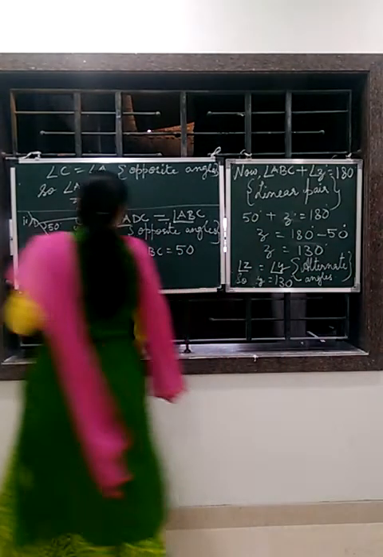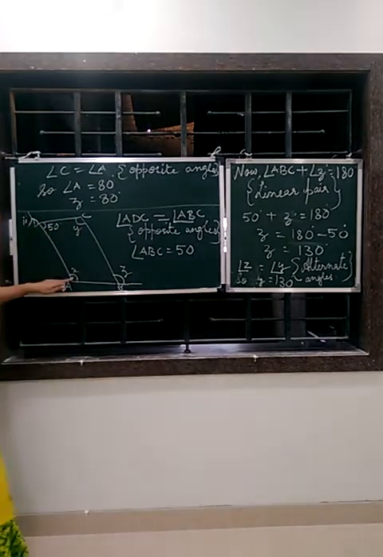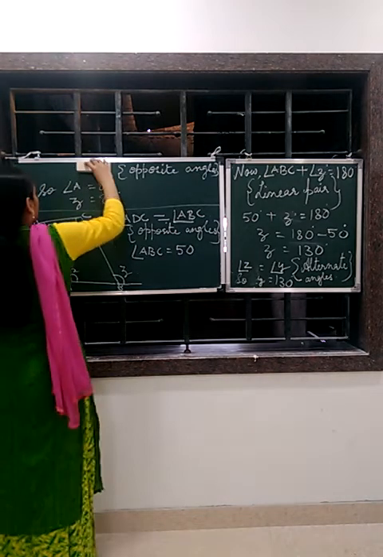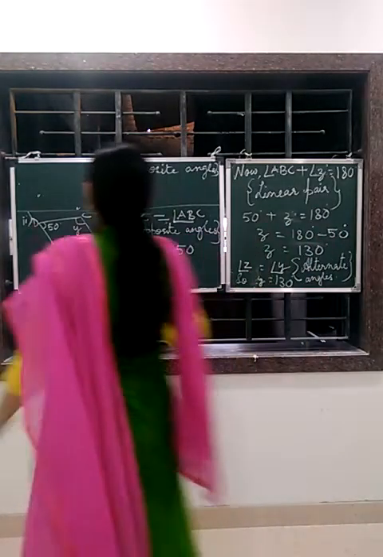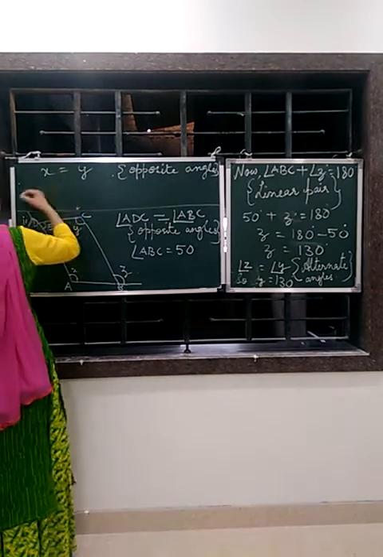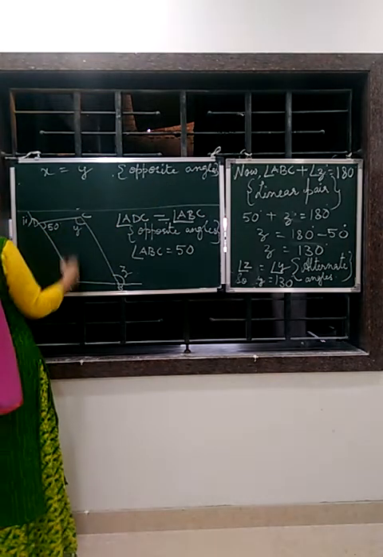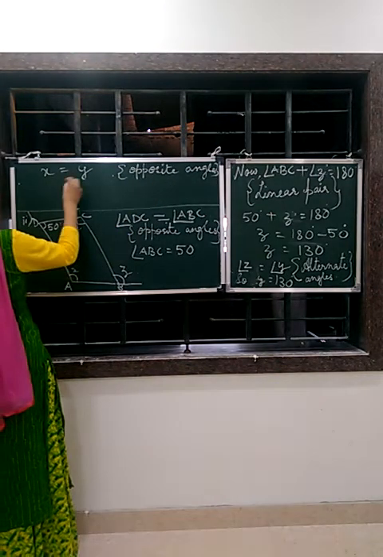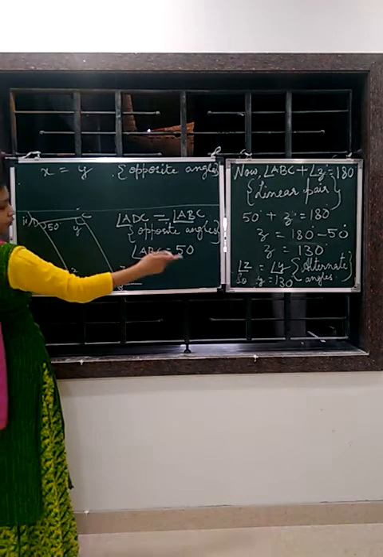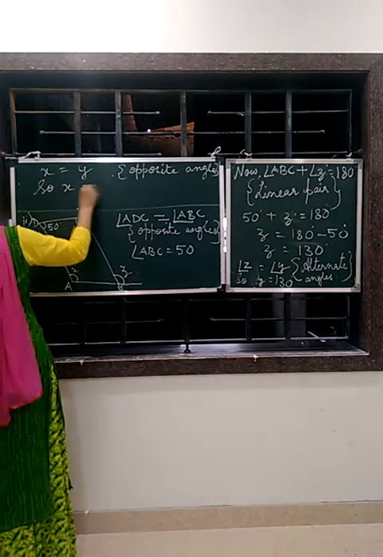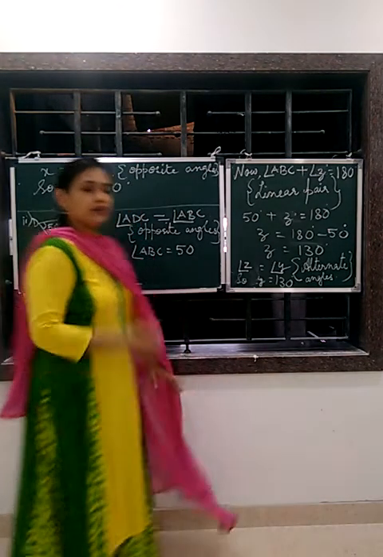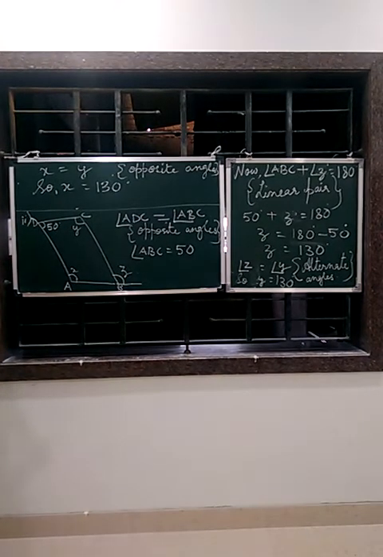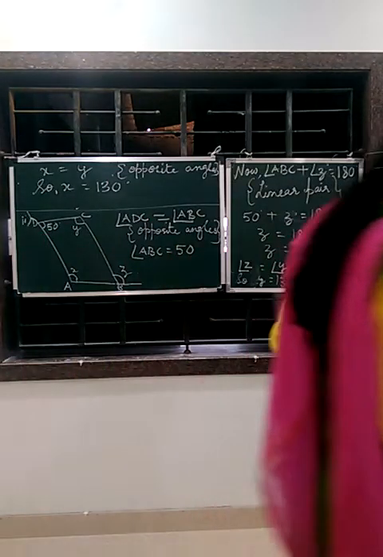Now angle Y and angle X are equal again. Why are they equal again? Because they are opposite angles. So you can write here X is equal to Y. Why? Because they are opposite angles in a parallelogram. Y is how much? 130 degrees. So X is also 130 degrees. Strange, no? All the three angles are 130 degrees. So this completes the second part of the question.